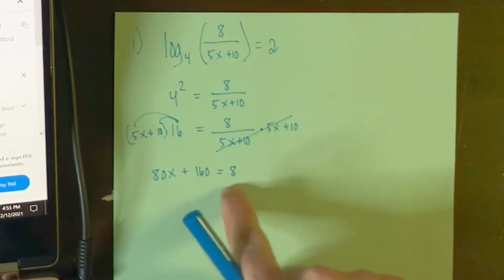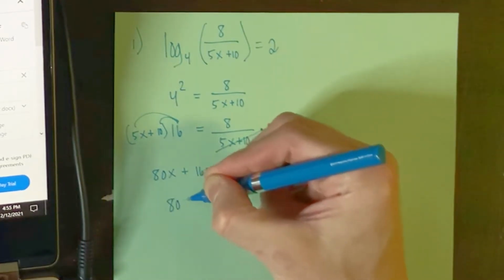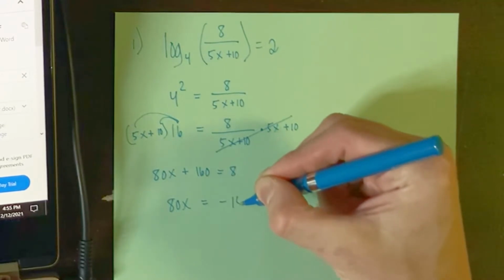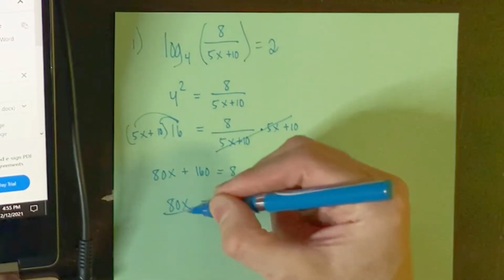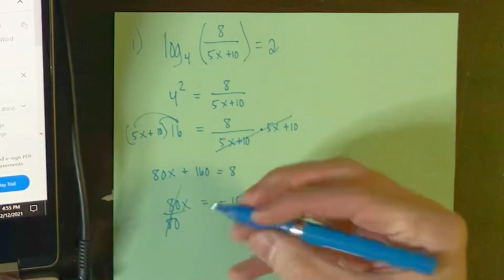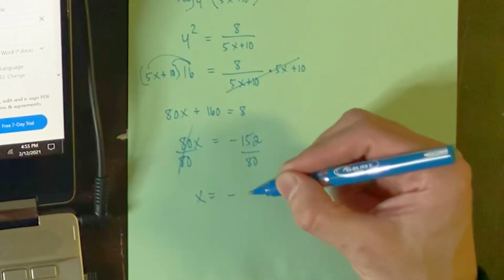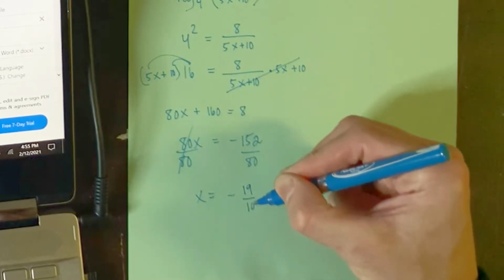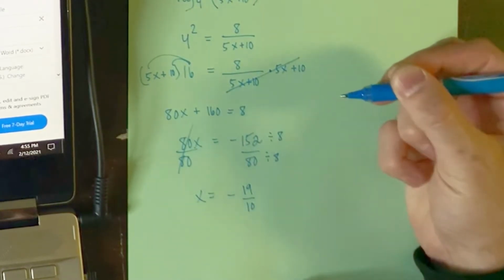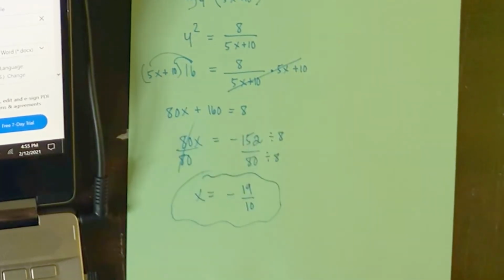Then why don't we subtract the 160 from the other side? So minus 160 minus 160, that'll be negative 152. Divide by 80. And on a calculator, reduce that fraction, negative 19 over 10. You can reduce top and bottom by 8, it seems like, to get this final result for number one.